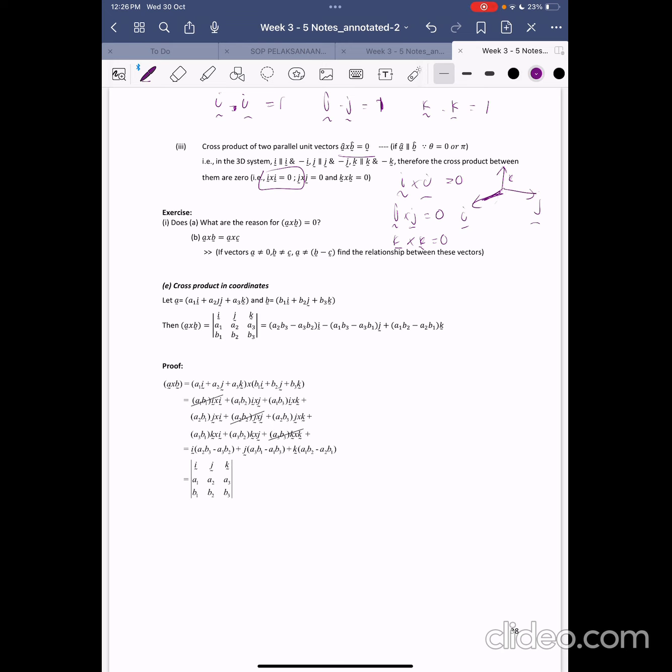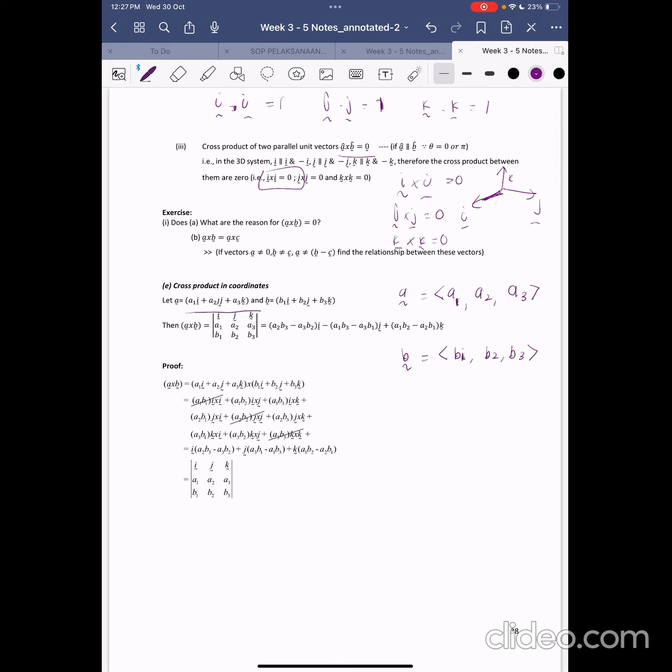So, the cross product in coordinates. Let's say we have two vectors. Vector A is A1 I, A2 J, and A3 K. And vector B is B1, B2, and B3. So we can find A cross B by computing the determinant. I hope you still remember, you learned it in matrices.